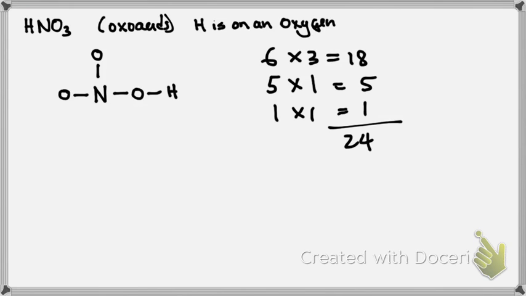Okay, I'm kidding. So then what you do is subtract all the electrons you've used already. What electrons have you used already? The bonds. How many bonds are there? 4. So 4 times 2 is 8. I'm going to subtract away 8 because that's how many I've used. That leaves me with 16.